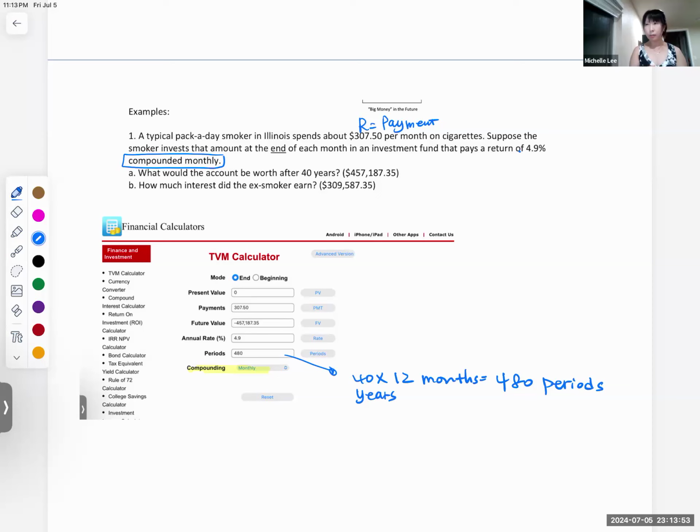Okay, and then this is the question, right? We want to know about future value. So we click this one for the answer. You guys okay with this? All right. Okay, then the second question asks how much interest the ex-smoker earned, right?